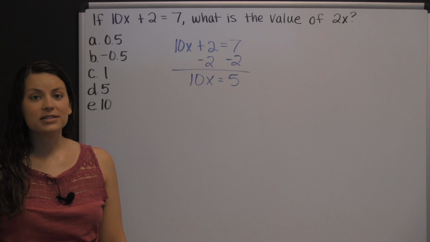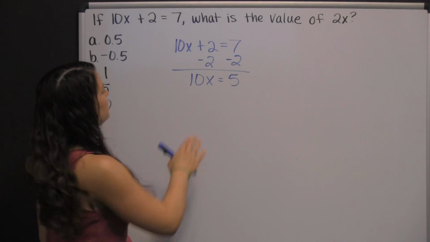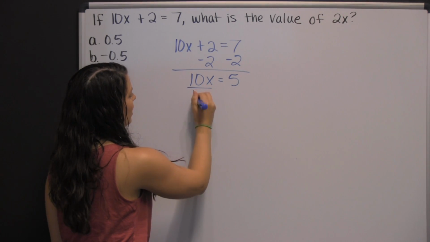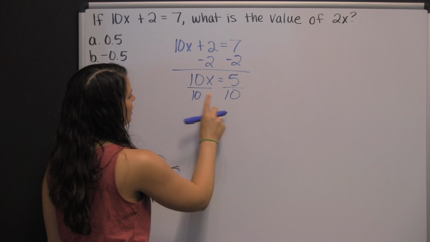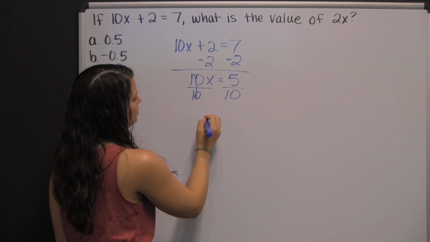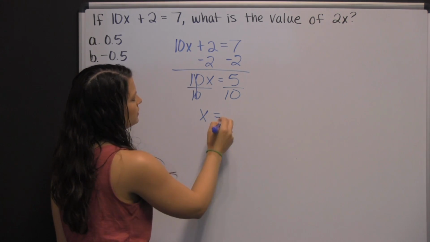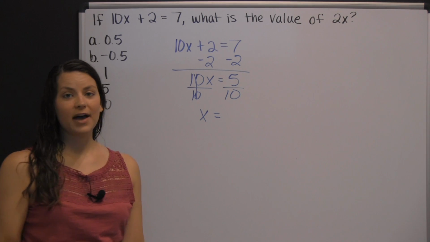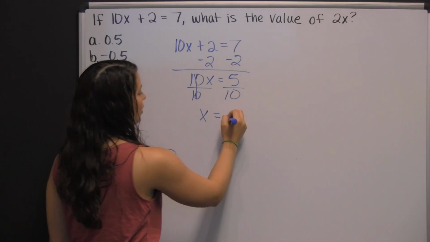Now to solve for x, we undo the 10 times x by dividing both sides by 10. 10 divided by 10 is 1. So this is x equals, and you can simplify 5/10 to a half.